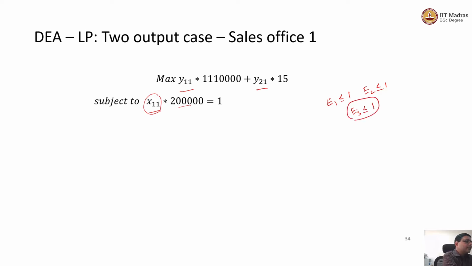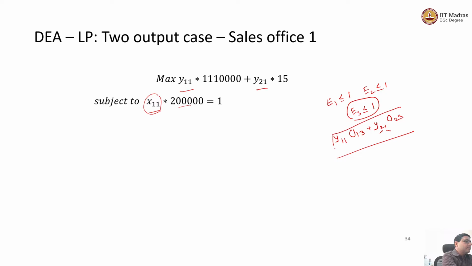Let us take the example of E3. What is E3? Using the weights for sales office 1, sales office 3 should not get an efficiency of more than 1. So what is going to be E3? Using the weights of DMU1, so Y11 multiplied by the first output for the third DMU, Y21 the weight on the second output, however, the output value is going to be the second output for the third DMU.